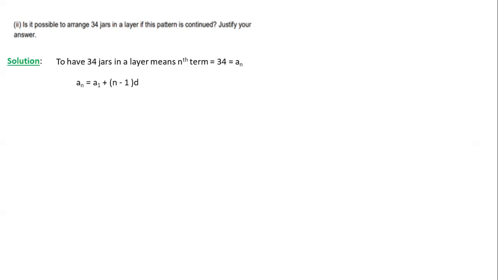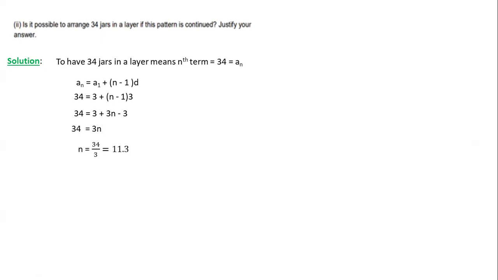Now an is 34. That means we need to use the an formula. an is equal to a1 plus (n minus 1) into d. We have written the progression, that is 3, 6, 9. That means a1 is 3, d is 3. So let's put the values. 34 is equal to 3 plus (n minus 1) into 3. Open the bracket. 34 is equal to 3 plus 3n minus 3. This plus 3 minus 3 cancels. 34 is equal to 3n. Let's divide it. n is equal to 34 divided by 3.